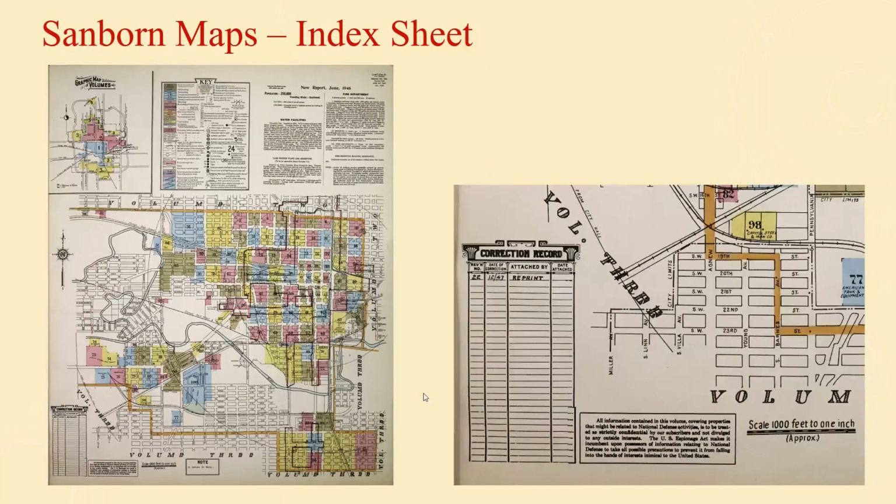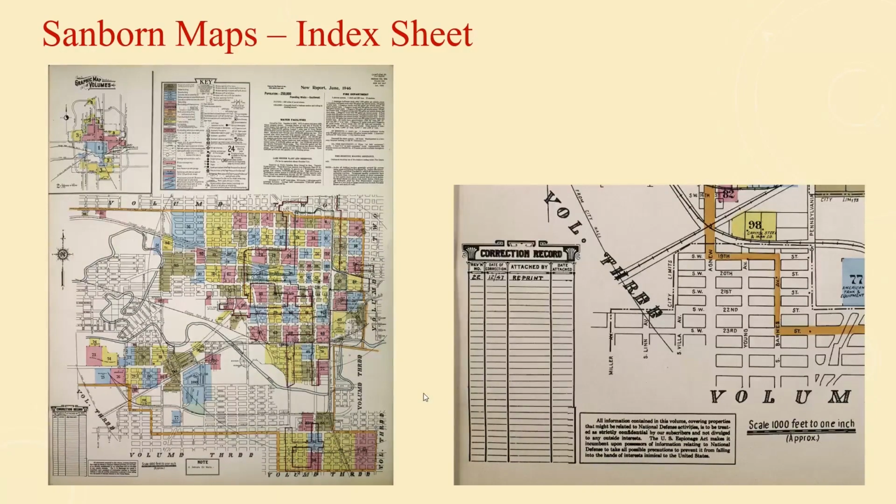On this map here, I'll just mention quickly, there's a correction record. We'll talk about that more later. And since this map was printed in 1946, just right after World War II, there's a little disclaimer here that says, don't let this map fall into enemy hands or you'll be in big trouble.